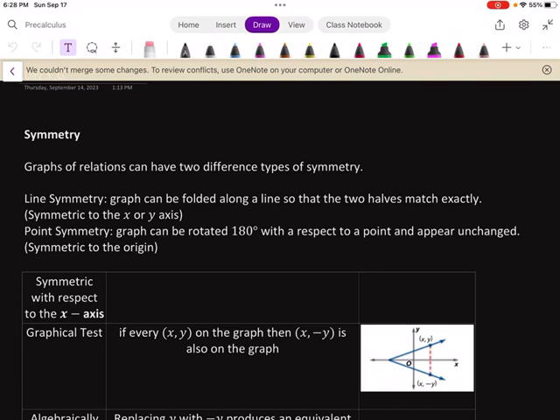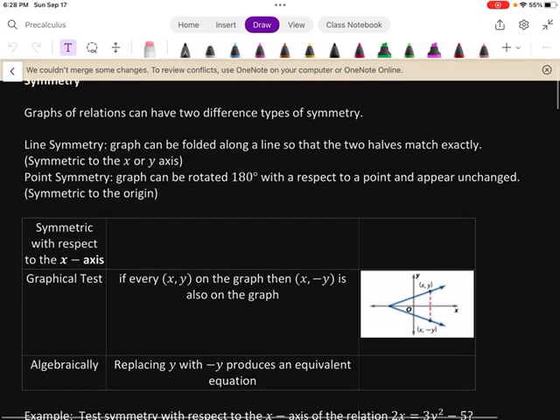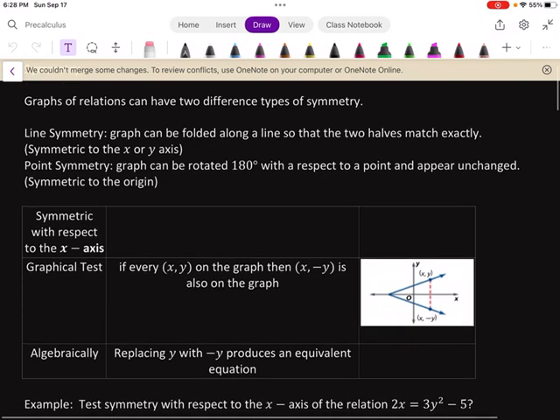There's line symmetry and point symmetry. Line symmetry can be folded across to make two exact halves, right? Symmetric to the x and y axis. You might have done some symmetry in geometry before. So x and y axis is the line symmetry we'll be talking about, and point symmetry is going to be a rotation of 180 degrees with respect to a point. And this is actually just going to be to the origin today.